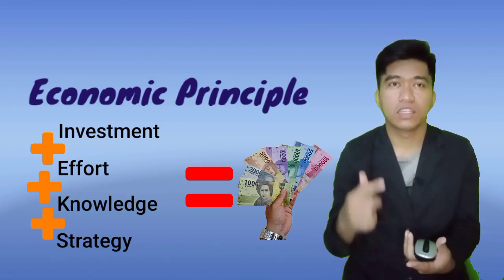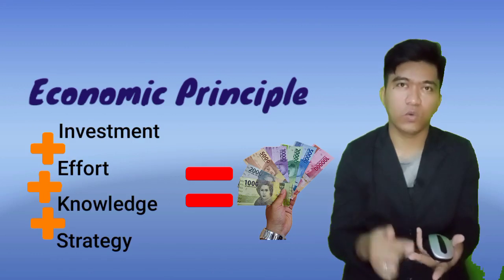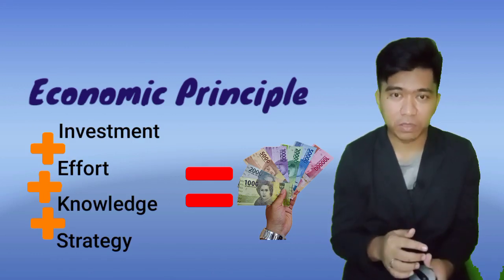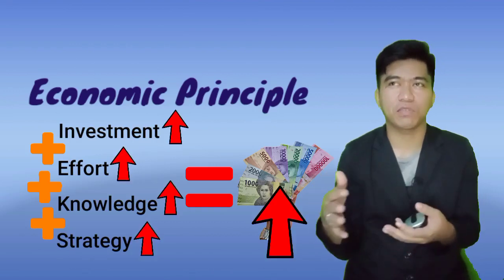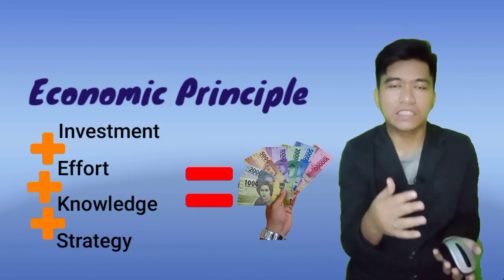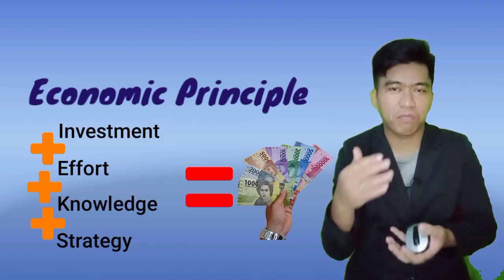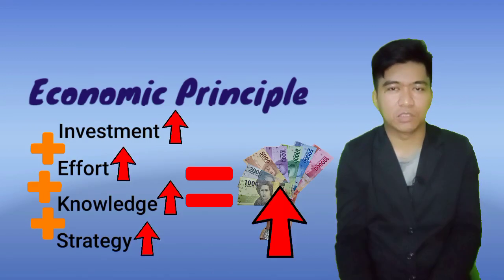But for sure, investment, effort, knowledge, strategy, and profit themselves are linear. So it means if you want to get more profit, you have to consider increasing the investment, or maybe the effort, or maybe making the strategy better.